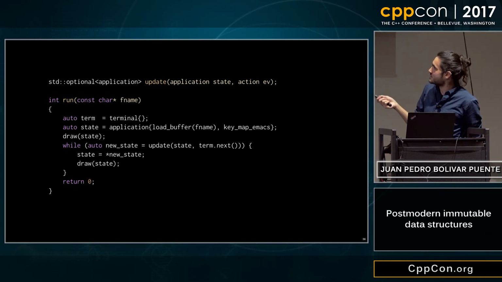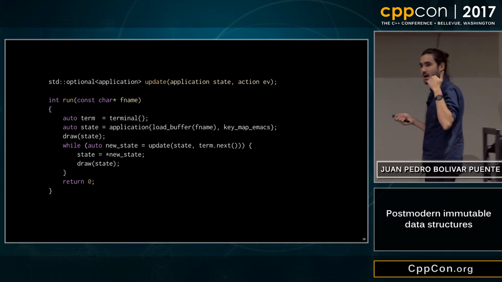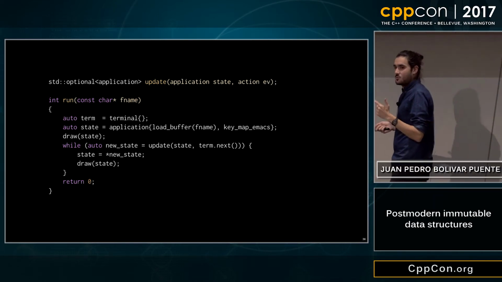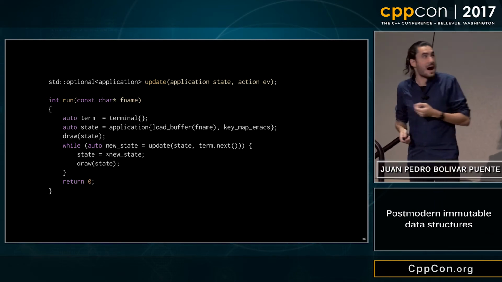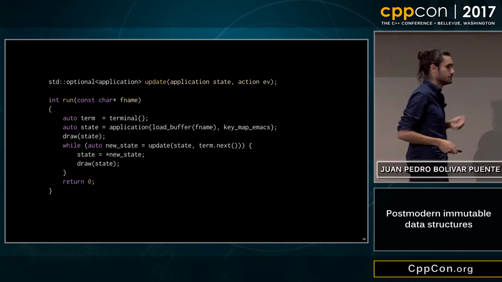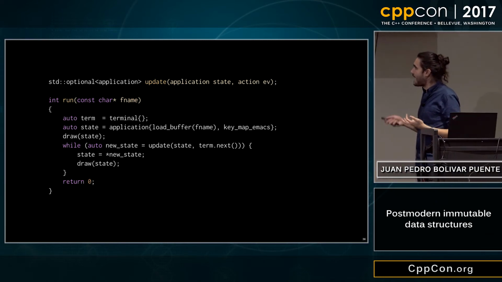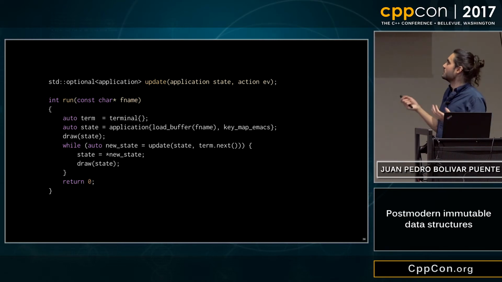Then I draw the state, and then I loop. I loop, basically calling the update function. And as we just said, as the first argument, we pass it the current state of the world. As the second argument, we pass it the action, which in this case we get from the terminal, right? The terminal has a blocking API that allows you to say, okay, what's the next thing that happened? Whenever something happens, we need to update the state, so update our current view of the model, and then redraw, right?